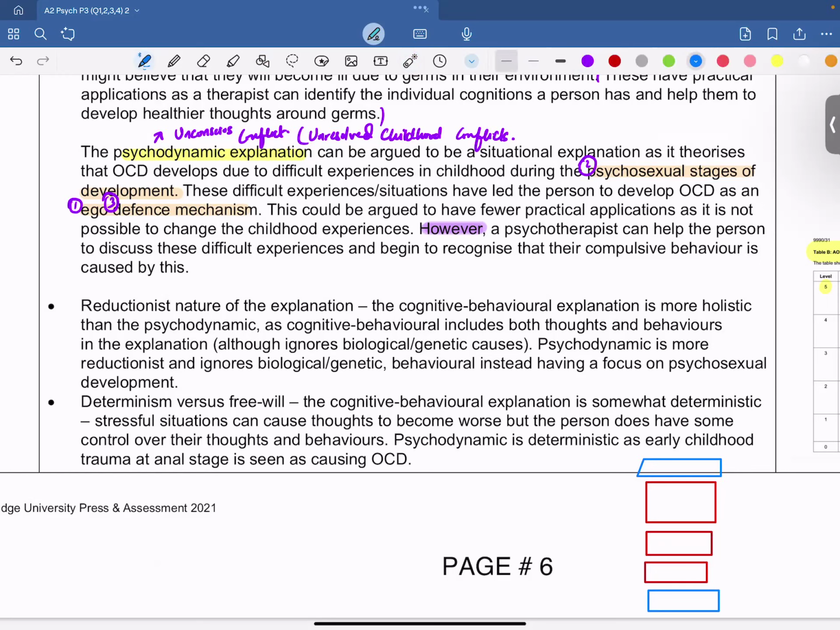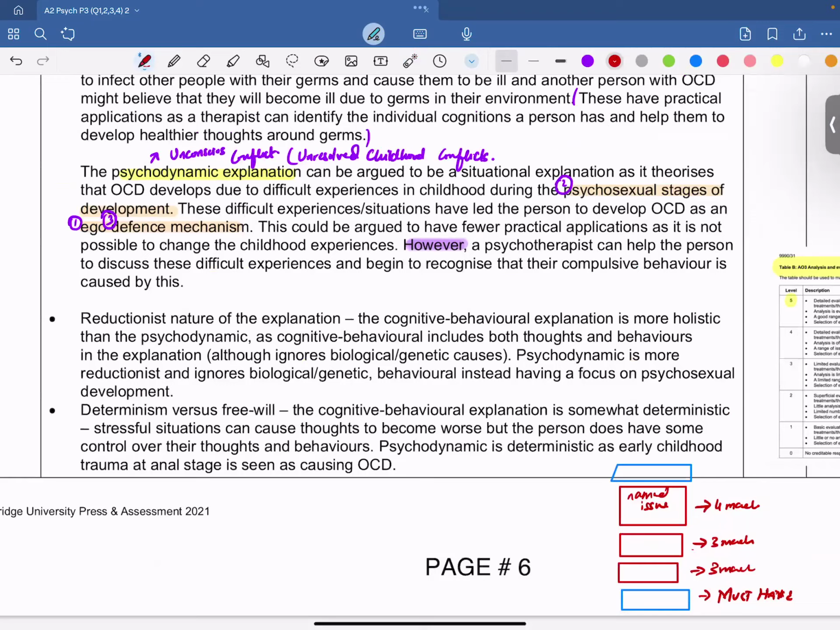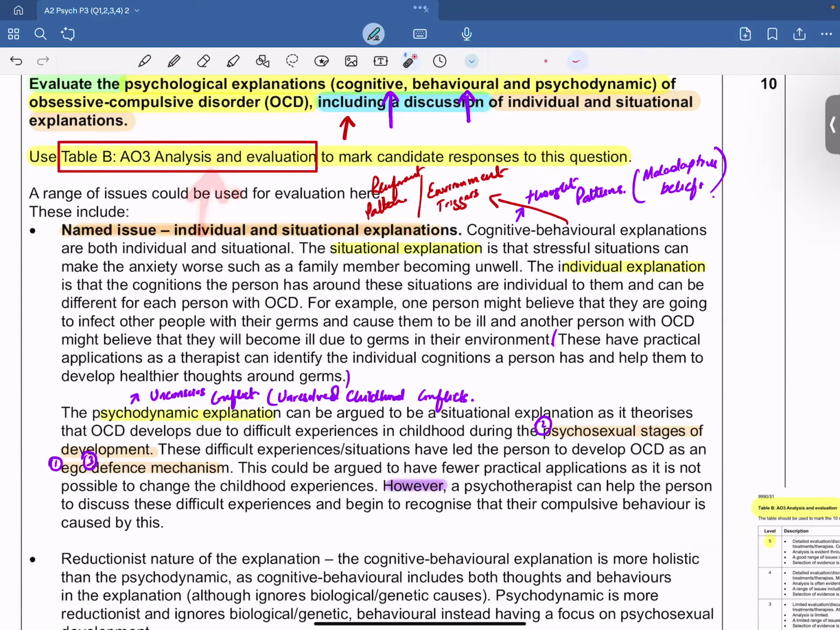This paragraph that I've made over here looks bigger than the rest. This is when you're evaluating in terms of the named issue. Of course, this is the named issue. So write this worth maybe 4 marks and write the other 2 worth maybe 3 marks. Knowing that your conclusion is essential, this is a must have. You cannot write an answer without a conclusion because remember, this question is testing you on the AO3 assessment objective, and AO3 here is analysis and evaluation.